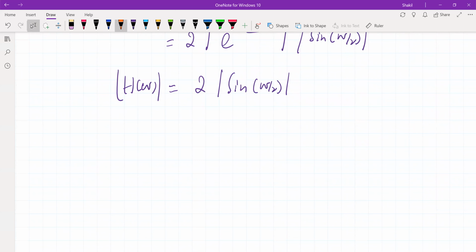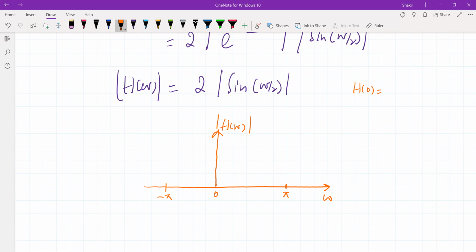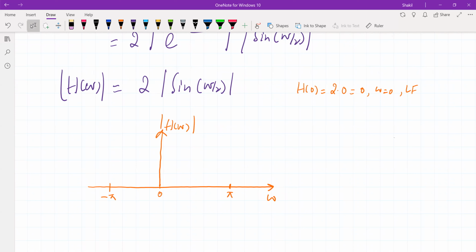Now again, if we plot this with respect to omega, you can see this is our magnitude response. Now I said 0 is the lowest frequency, pi is the maximum frequency, and let's repeat it for minus values also. When omega is 0, this is h of 0, so this will be 2 times sine 0, which is 0. So what's going on here? When omega is 0, this simply means low frequency. So it's not allowing lower frequencies to pass.